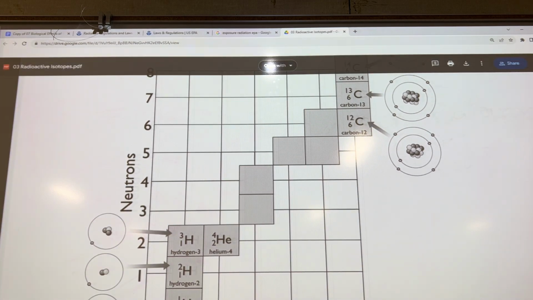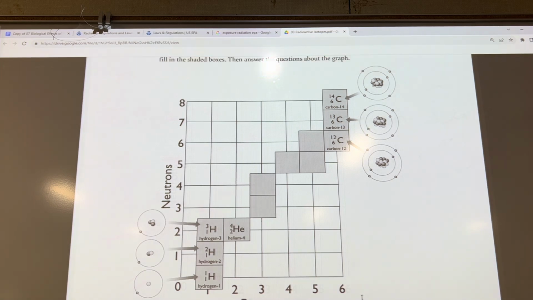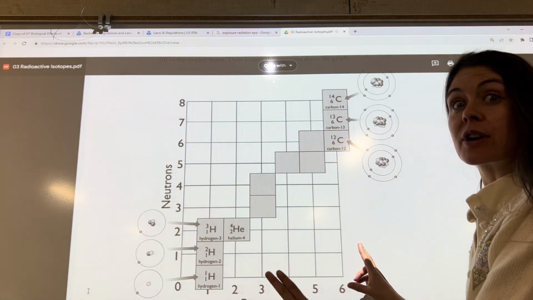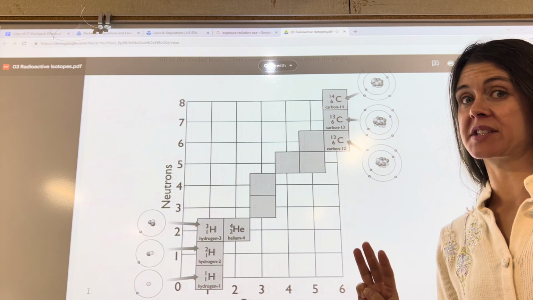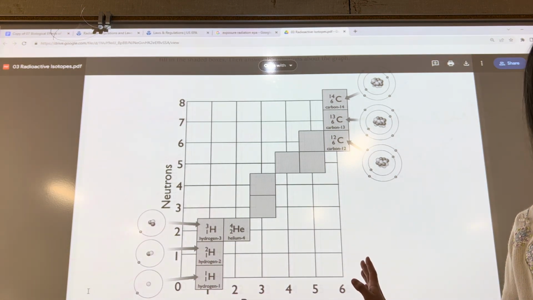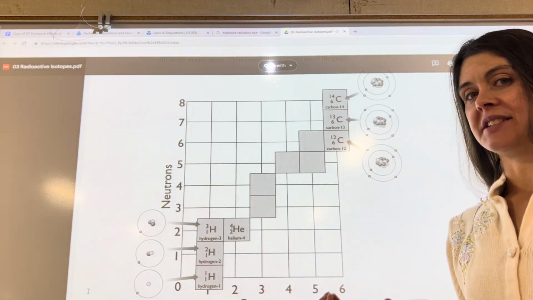Zoom out a little bit. You can see along the bottom, it's showing us protons going up. And then on our y-axis going up, different numbers of neutrons. And this is a zoomed in version of the graph that you'll see on page 3 of this document that looks a little bigger. Hopefully you remember that the number of protons assigns identity to each element.